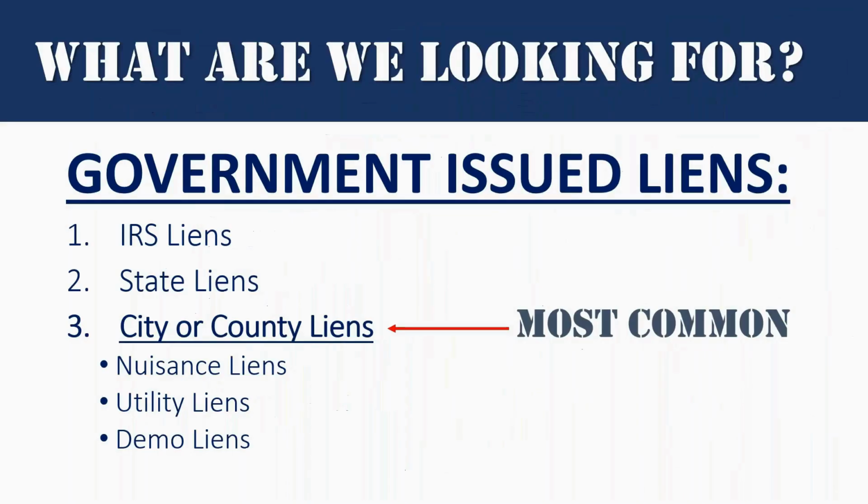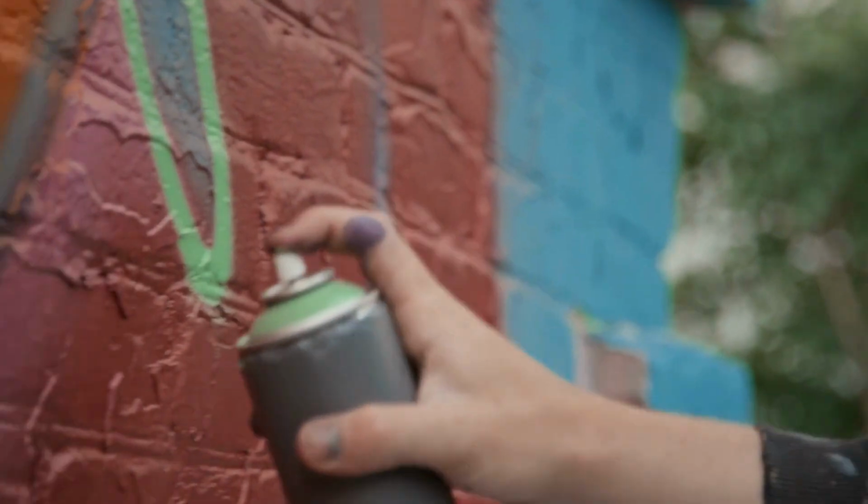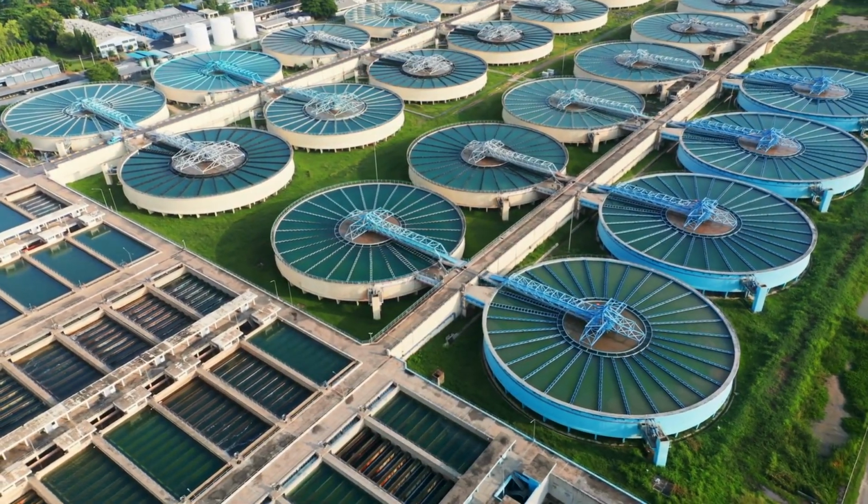We come across them on a regular basis, but they probably represent less than 10% of the liens that we actually see. 90% of the liens that we see are issued by local cities, counties, or municipalities, and they're most commonly things like nuisance liens, utility liens, or demolition liens. All of these are liens we need to watch out for because they can be fairly large amounts.